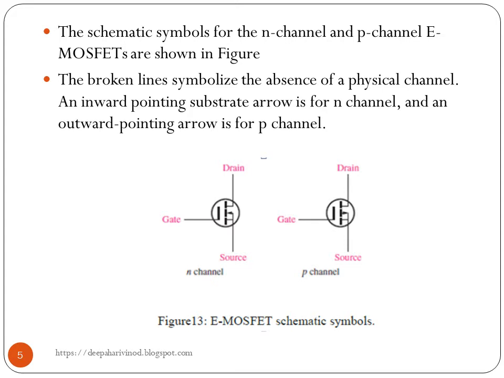Here we can see the symbols for the P channel as well as the N channel enhancement MOSFET. The broken line symbolizes the absence of a physical channel. So in the enhancement MOSFET schematic symbol, we have the broken lines here. This is the N channel, where the arrow is inside, and if the arrow is outside, then it is the P channel. MOSFET has three terminals, that is gate, drain and source.